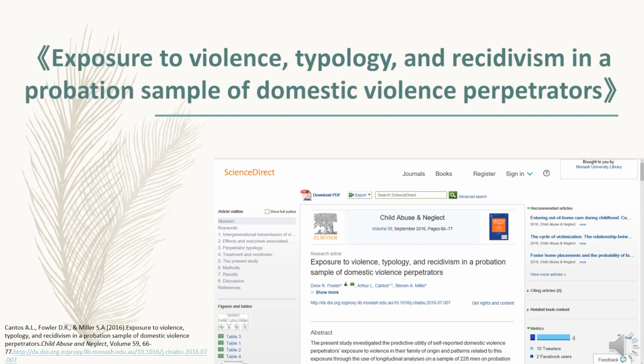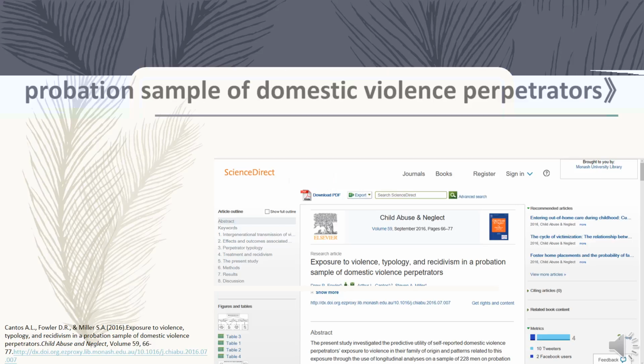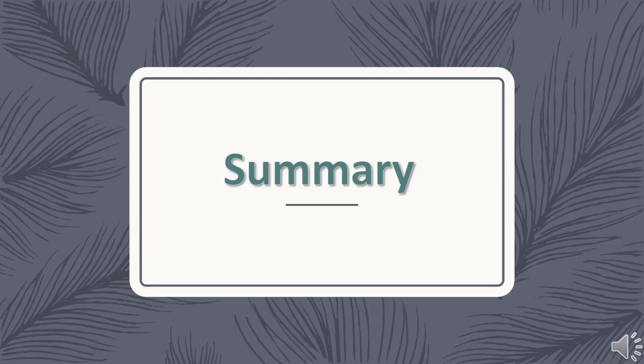The article I found is "Exposure to violent typologies and recidivism in an intervention sample of domestic violence perpetrators", found from Monash Library. This article is from the journal Child Abuse and Neglect. Let me introduce the summary of this article.